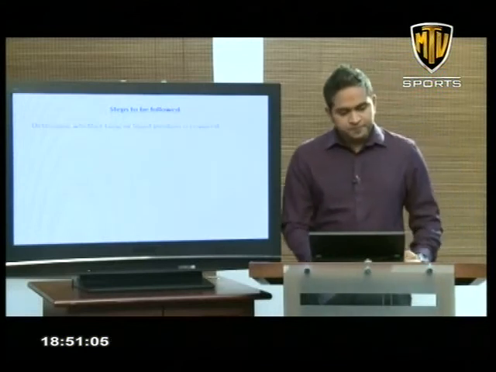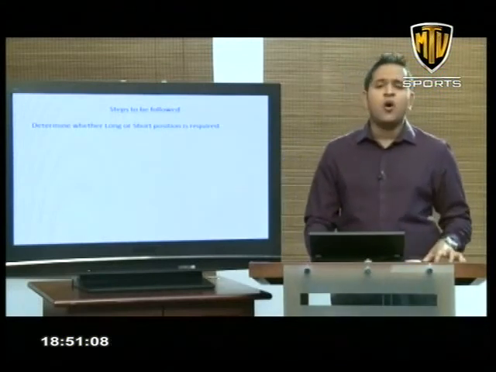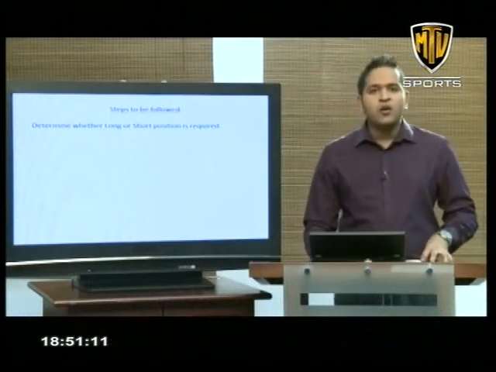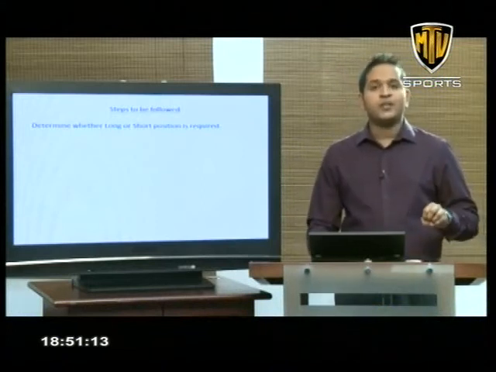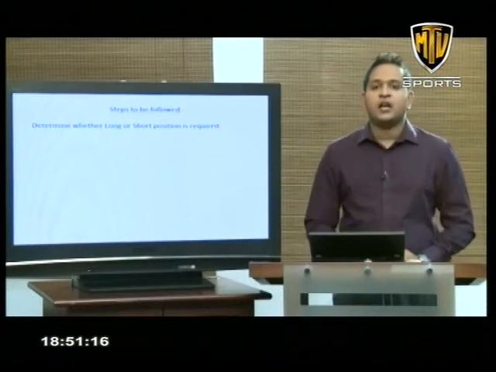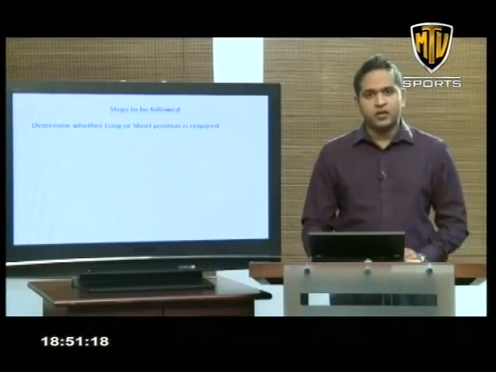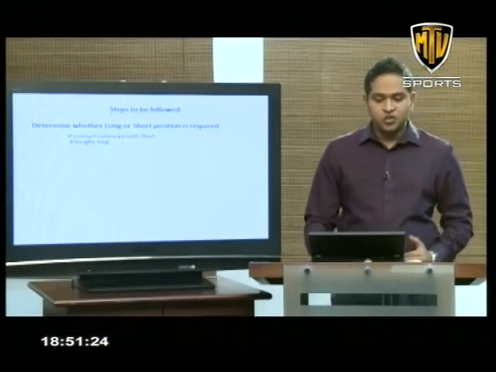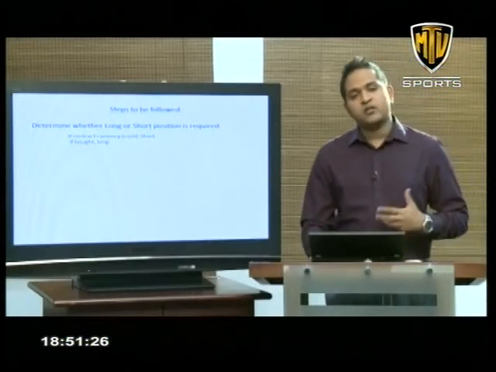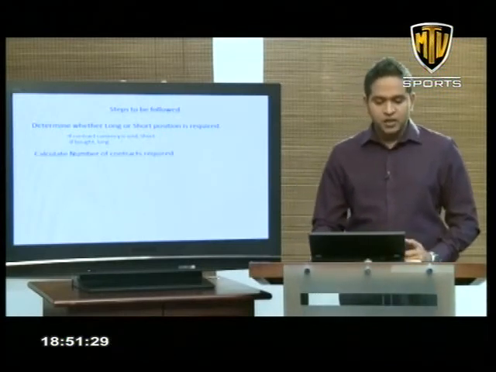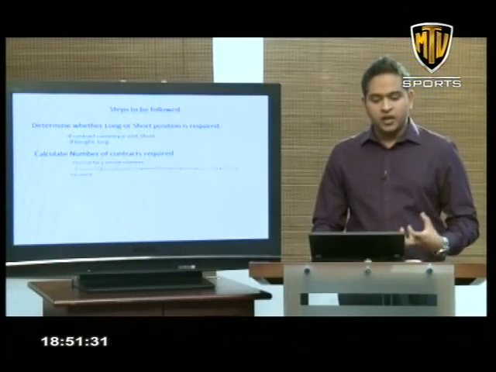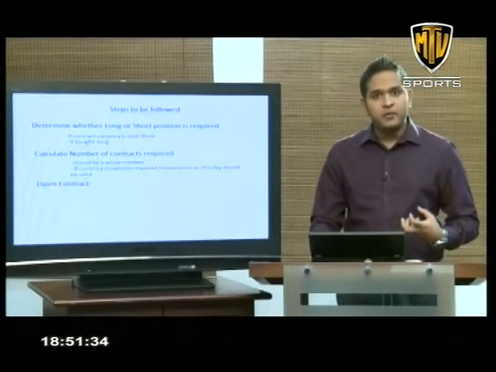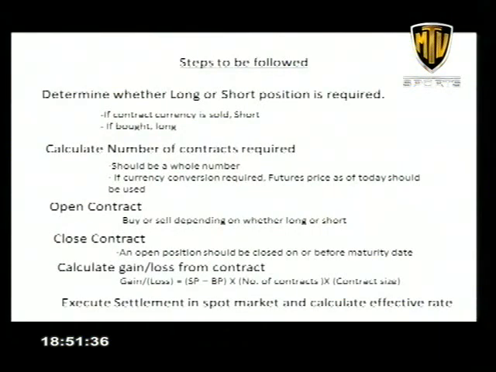What are the steps you follow? You have to determine whether you need a long or a short position depending on what you're doing with the currency originally in your transaction. I'll explain this through the next example, but you have to figure out whether it's a long or a short. If the contract currency is sold, like I told you, it's a short position. If the contract currency is bought, initially it's a long position. Then you calculate the number of contracts required. When you're rounding off, be careful. If it's not a whole number, you round down generally, because you always underhedge. You don't go and overhedge your transaction.